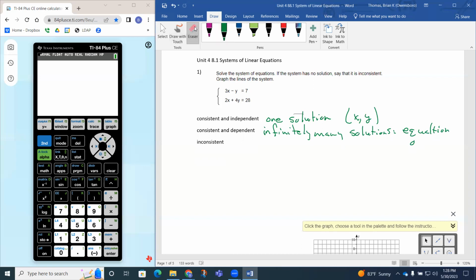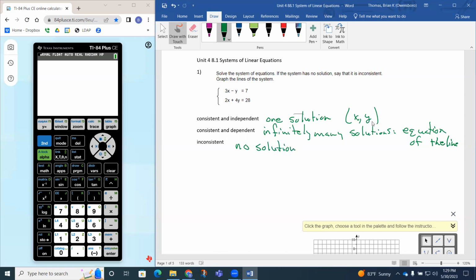That's not how you spell equation. I said line there and I threw an L in there. So the equation of the line, that's going to be the solution. Inconsistent means there's no solution. So there's no ordered pairs in common.